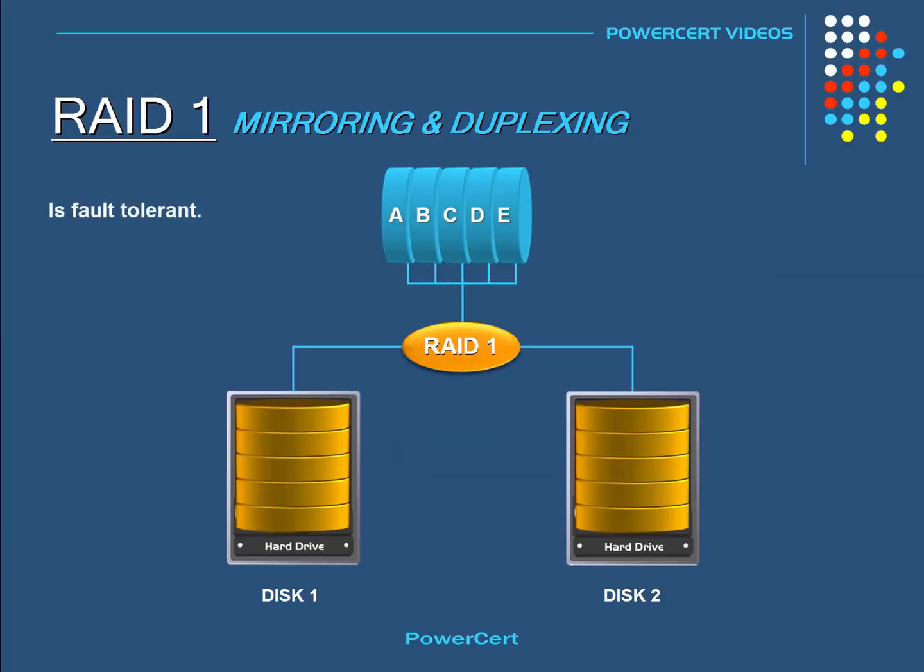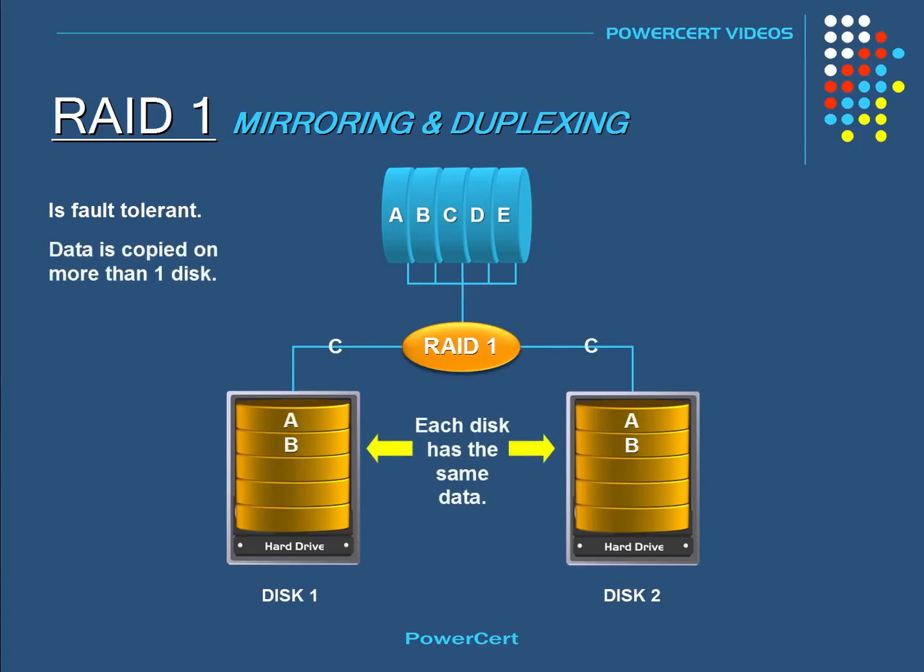Now RAID 1 is fault tolerant. In a RAID 1 setup, the data is copied on more than 1 disk. So disk 2 would have the exact same copy of the data as disk 1. So in the event of a single disk failure, such as getting destroyed by a laser beam, then no data loss would happen, because the other disk would have a duplicate copy.